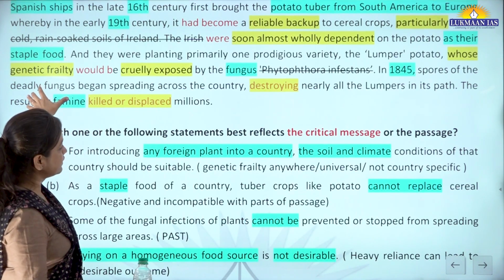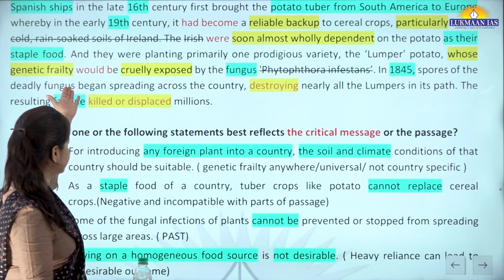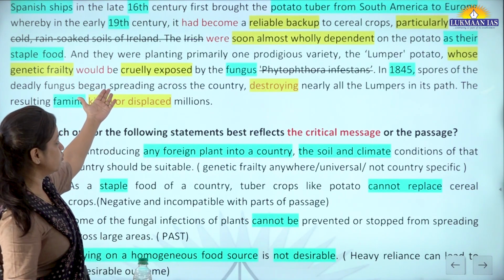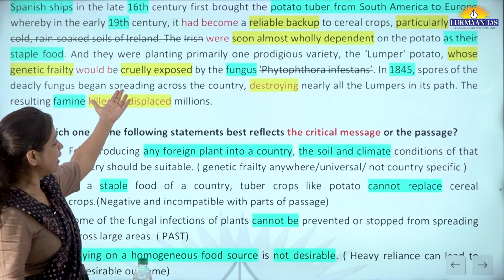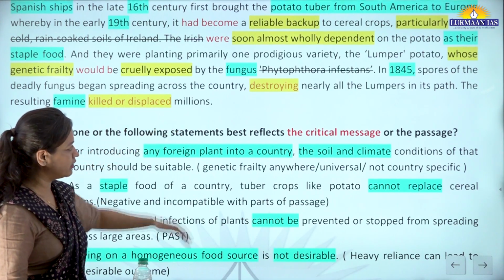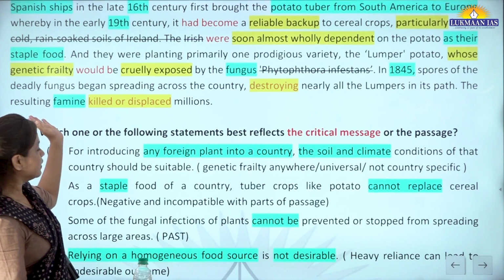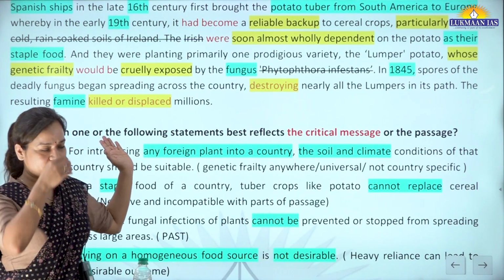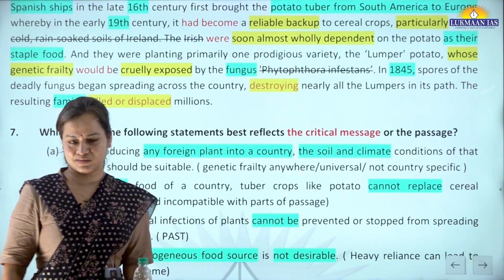The passage then talks about this variety's genetic weakness, its frailty, which would be cruelly exposed. So what's going to happen? It soon became evident when a fungus attack happened, destroying nearly all the lumpers in its path. Result, very disastrous. Famine killed or displaced millions.